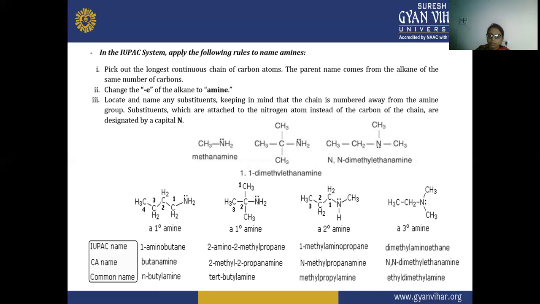So in the tertiary amine, its name is dimethyl aminoethane. So in this, two methyl groups are attached to this nitrogen atom, or three hydrogen atoms have been replaced by these three alkyl groups, and its name is dimethyl aminoethane. Or you can say N-dimethyl ethylamine. So on the N, there are two alkyl groups attached. So its name is N-dimethyl ethylamine.